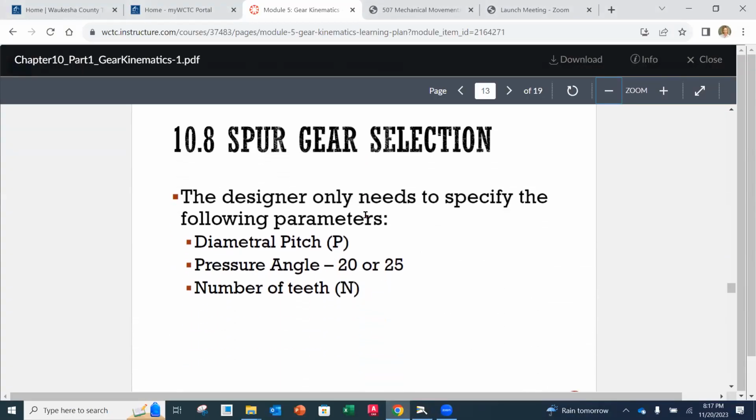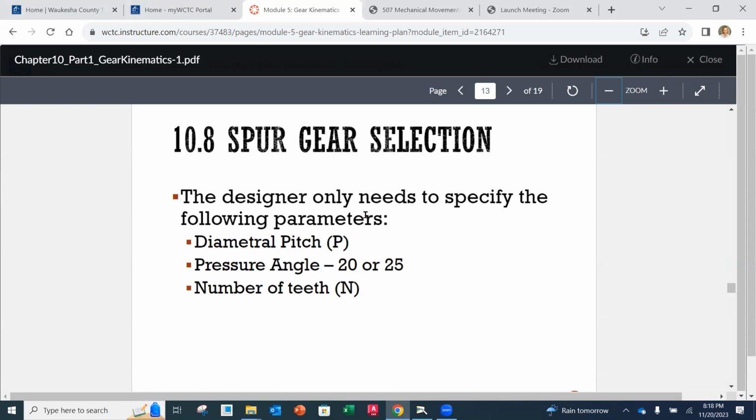All right, spur gear selection. Spur gear selection is going to be our next section here. The designer only needs to specify the following parameters to completely identify a standard gear. You need to know the diametral pitch, which we've talked about, P sub D. We need to know the number of teeth that we need on that gear. So what is our N? And we also need to specify the pressure angle.